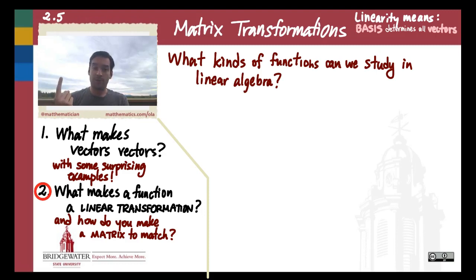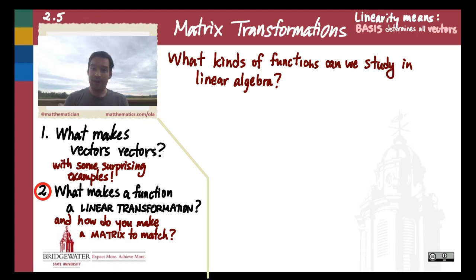So if the objects of linear algebra are vectors, then what are the functions? What kinds of functions can we study in linear algebra that can transform one vector into another vector? So in this set of videos, we're going to take a closer look at what is it that makes a function a so-called linear transformation. That's the name that we give to the kinds of functions we study in linear algebra.